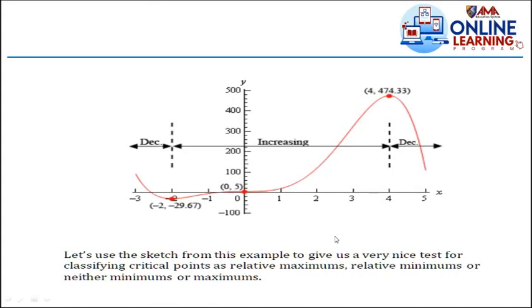Okay? So if x is equal to -2, our y is -29.67. Ito na po siya. If x is equal to 0, y is also 0. If x is equal to 4, our y is 474.33. So alam po natin na magmula less than -2, we have a decreasing.